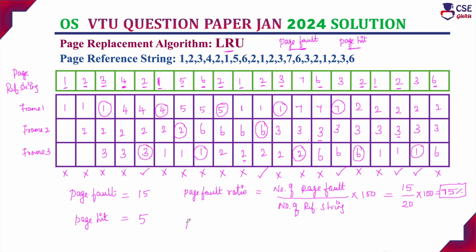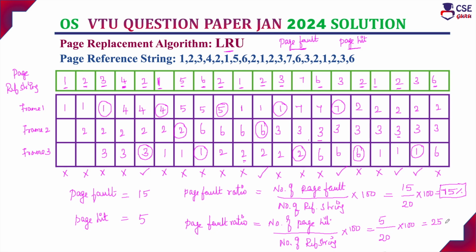And page hit ratio, how will you find? Similar formula only, that is number of page hits divided by number of reference strings into 100. So here number of page hits is 5 divided by number of reference strings is 20 into 100. So here you will get 25%.